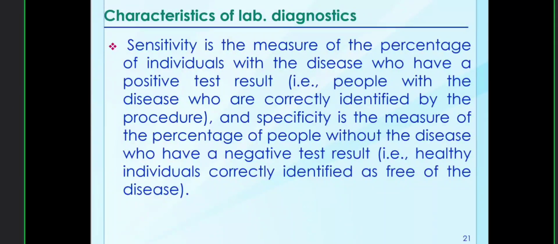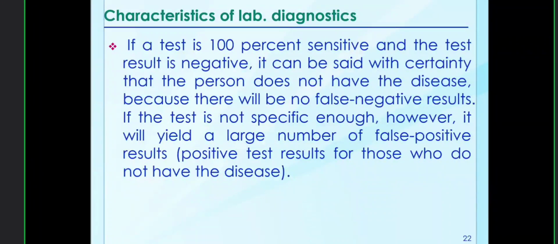Sensitivity is the measure of the percentage of individuals with disease who have a positive test result. For example, people with the disease who are correctly identified by the procedure. Specificity is the measure of the percentage of people free of disease who have a negative test result. For example, healthy individuals correctly identified as free of the disease.